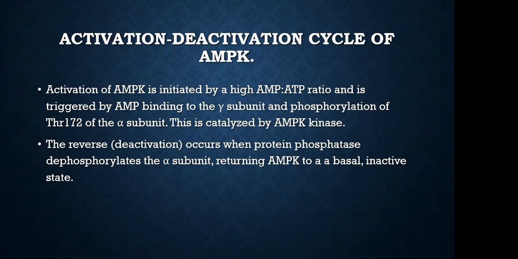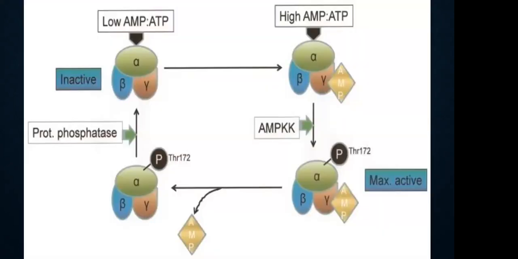So this is what happens when you activate AMPK: you have the phosphorylation, and when you deactivate, you have the dephosphorylation that takes place, in the section of the AMPK that's impacted. So here's what happens when you inactivate: you have the protein phosphatase that inactivates it, and the AMPK kinase that activates it, and the areas that it works on.